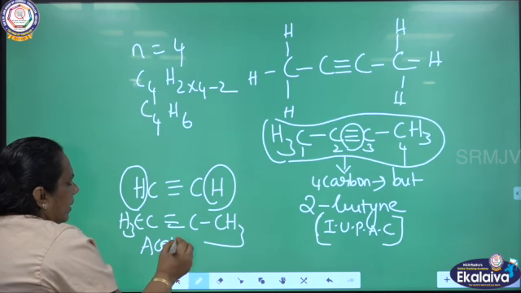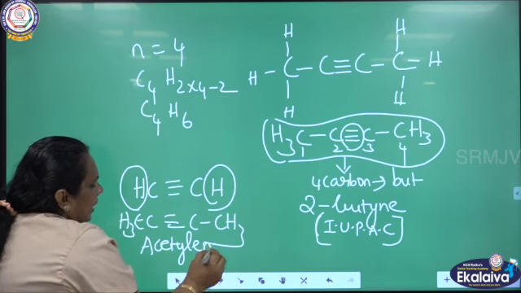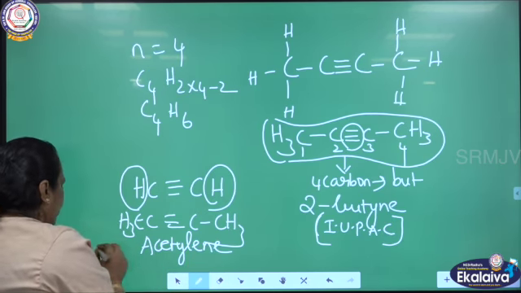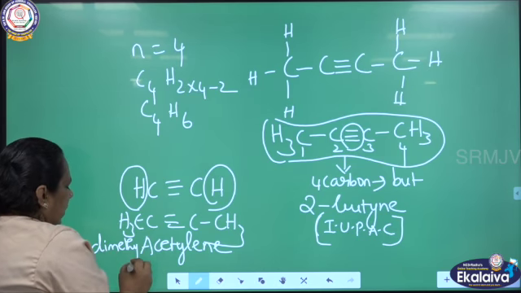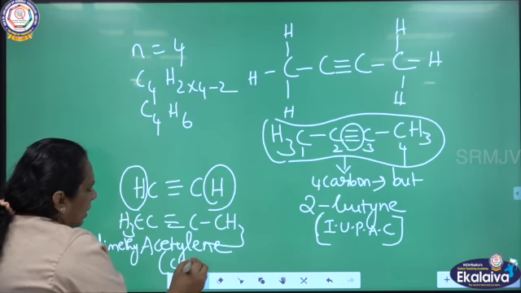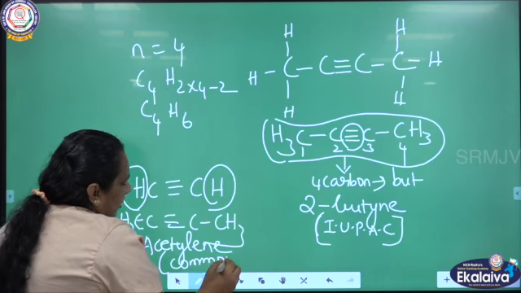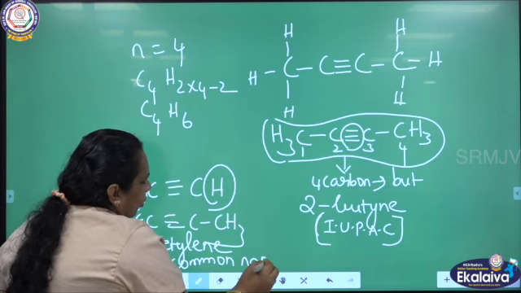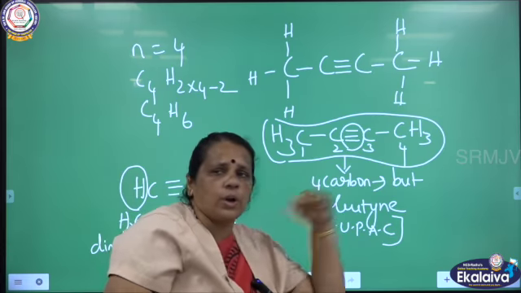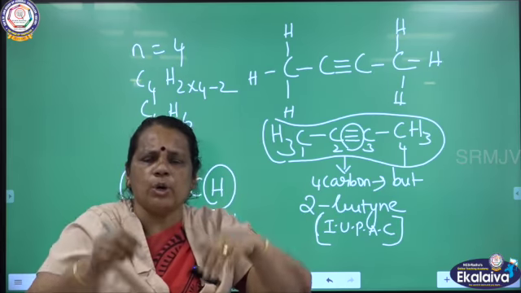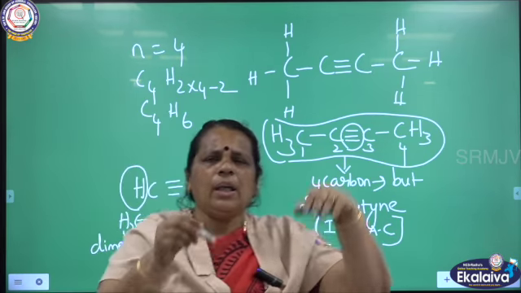Acetylene is the parent. As hydrogen atoms are removed and substituted by 2 methyl groups, it becomes dimethyl acetylene. So, what is the common name for this compound? The common name will be dimethyl acetylene. What is the IUPAC name? For IUPAC, we have to number the carbon. There are 4 carbon. What is the root word? But. For triple bond, yne, so butyne.